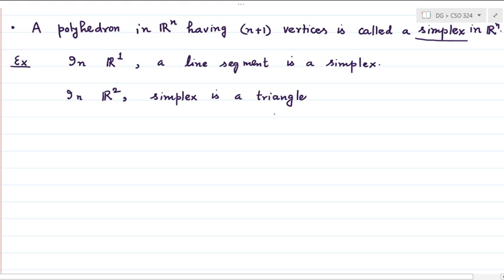And here many times I have said vertices. What do you mean by vertices or vertex? Let me define what we mean by vertex. A vertex of a convex set is defined as follows. A vertex of a convex set is a point which cannot be expressed as a convex combination of any other 2 points.